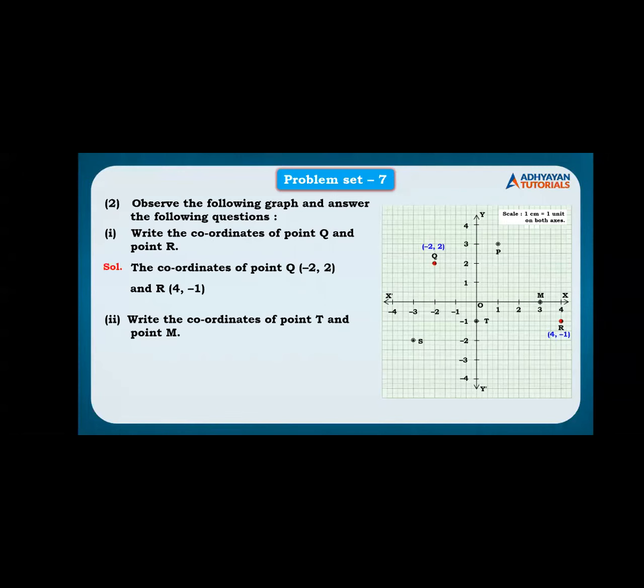So I believe there might be a few students who have already got the value of point T and point M, right? So the coordinate of point T has to be (0, -1), and the coordinate of point M has to be (3, 0). I hope you kids have got the same, right?